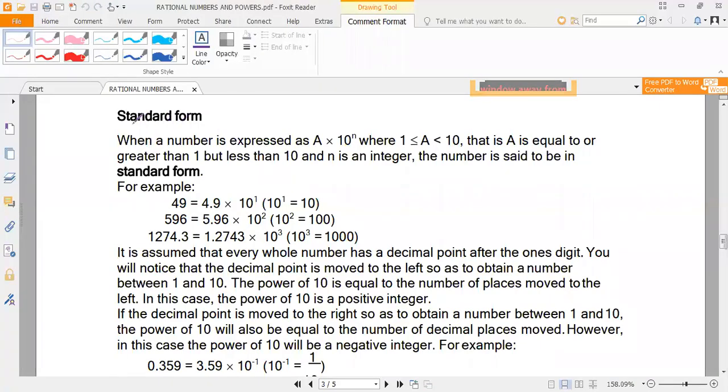Hello, let us talk about standard form today. Whenever we express a number in the form a times 10 to the power n, this form is what we call standard form, and the number a is always between 1 and 10. A is greater than or equal to 1 and less than 10, and n is any integer.